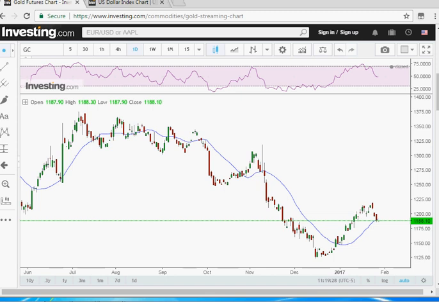Let's have a look at gold, and we're going to talk about what the future holds for gold over the short term. Today is 30th of January 2017. Since the second half of December, I'm sure all of you know we have been experiencing a nice upward trend in gold. However, over the last week or so, this upward trend has stopped and the gold price has been moving down.